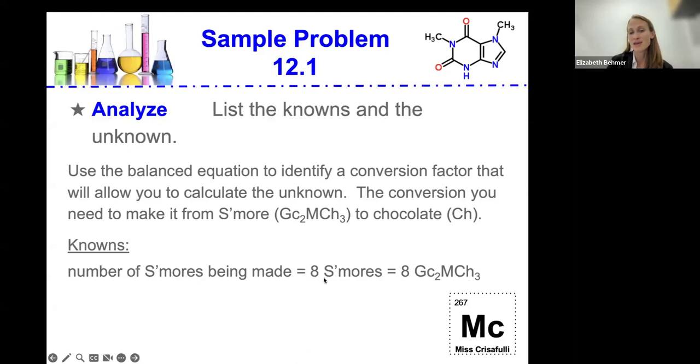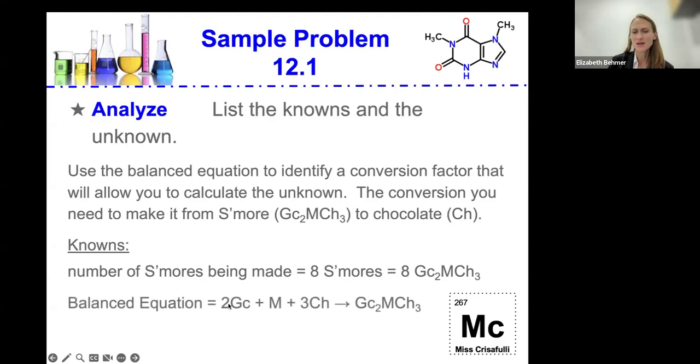So if we're going to make 8 s'mores and the molecule for 1 s'more is 2 graham crackers, 1 marshmallow, and 3 chocolates, we'll put an 8 in front of it. The balanced equation then would be 2 graham crackers plus a marshmallow plus 3 chocolates would yield this 1 molecule of a s'more, which is GC2, big marshmallow, and 3 chocolates. So hopefully that makes sense.